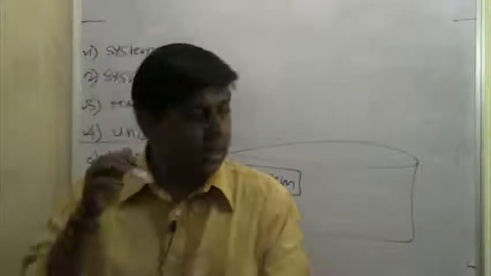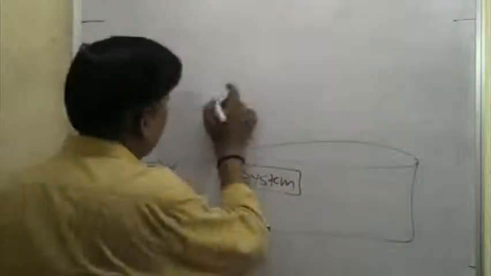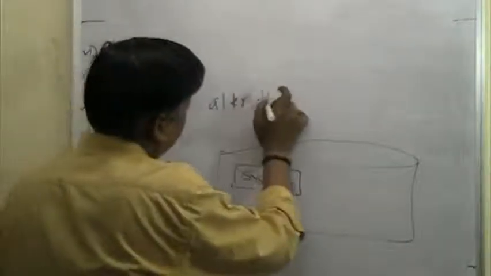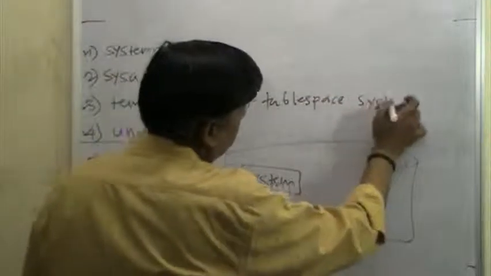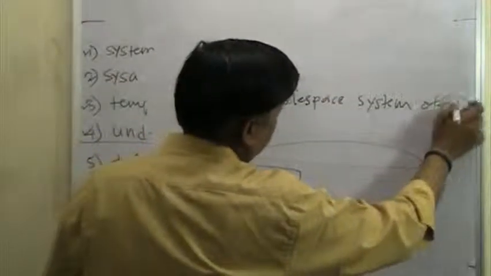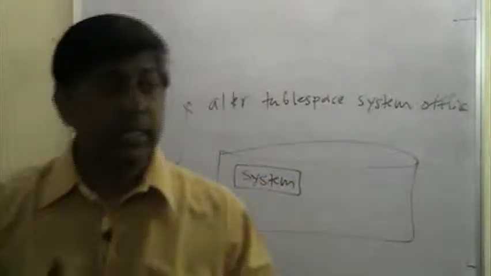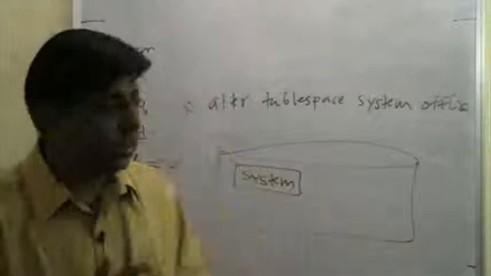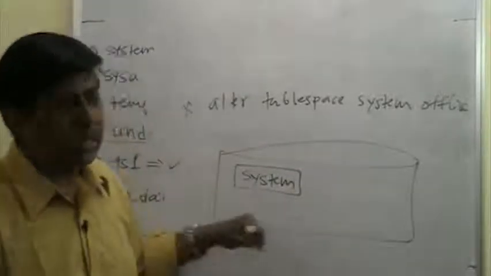And that is why Oracle has designed the system tablespace in such a way that you cannot execute this command: ALTER TABLESPACE SYSTEM OFFLINE. You cannot execute this command. Then what to do? In that situation, we have a different method. I'm just going to mention that method over here. We will not go into too much detail, but I will mention it.